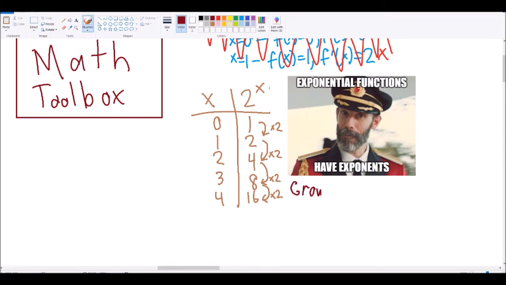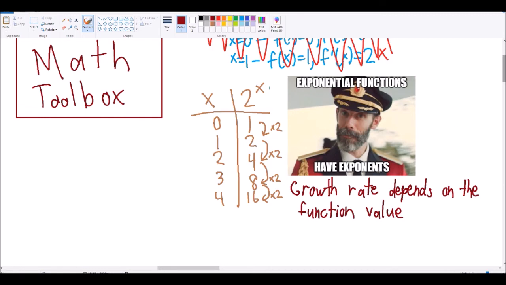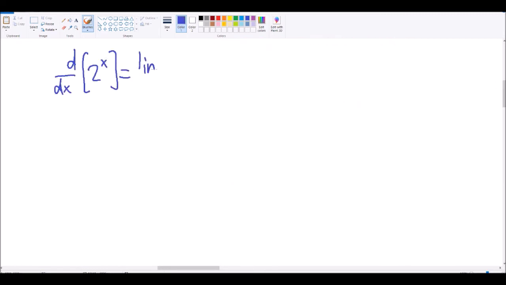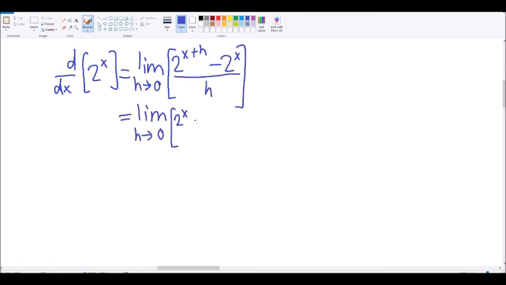These are perfect candidates since the growth rate depends on the function value. Now what would happen if we took the derivative? Let's use the limit definition. We can use some exponent rules here to try to simplify. And since the limit only cares about h, we can factor out 2 to the x.